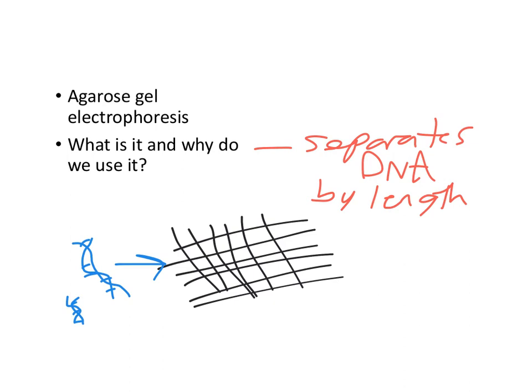The gel, kind of like Jello. It's thick enough that you put it in for a certain amount of time and only certain things will be able to get through it faster. So the small pieces can go faster and the long pieces stay near the end.